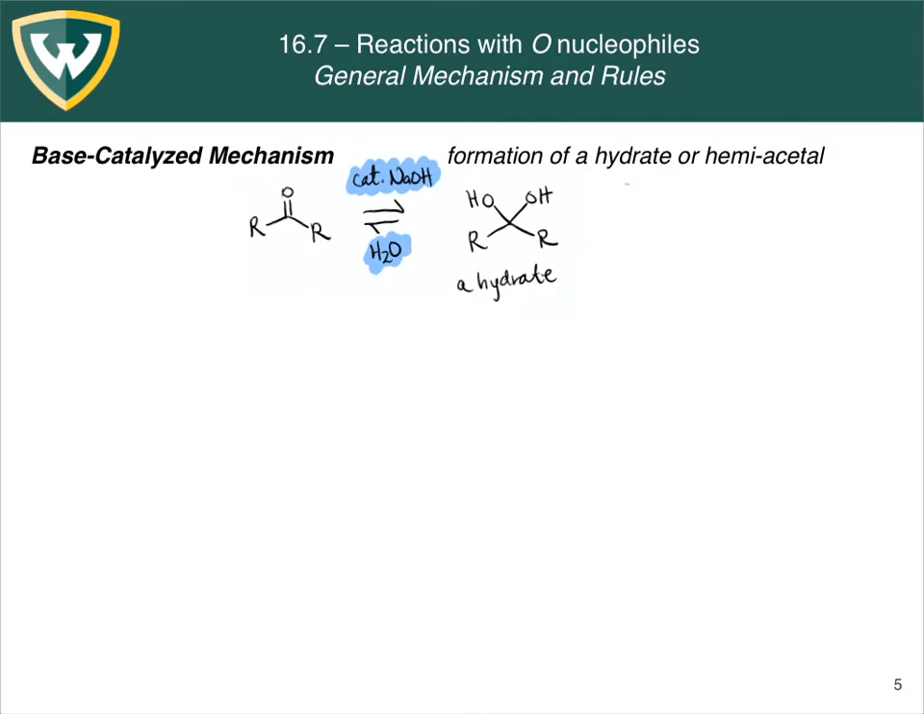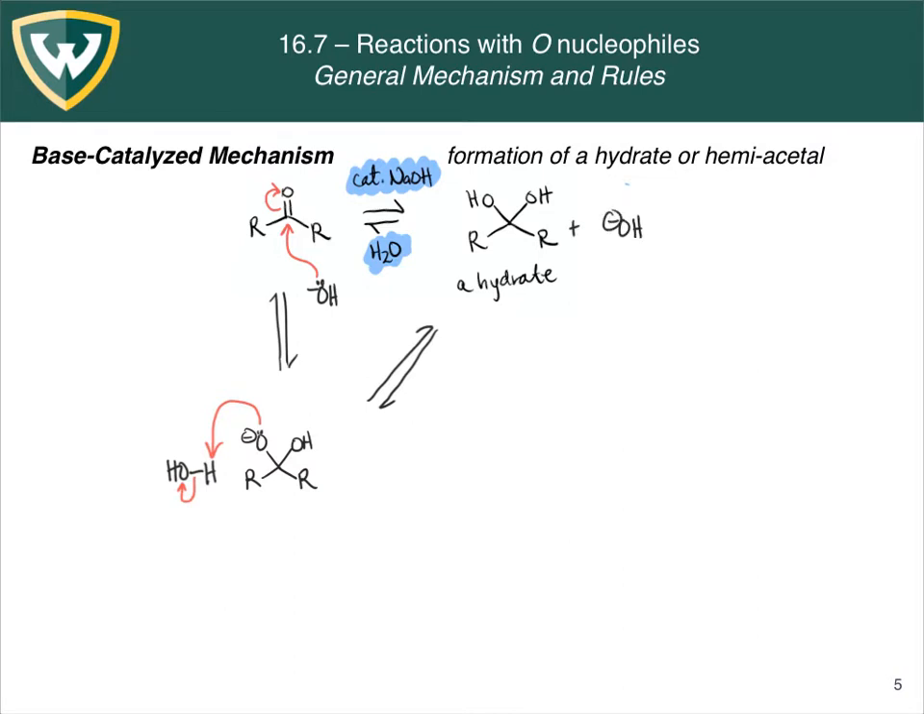So we'll take a look at that mechanism one more time, but this time in the context of a ketone. So we have a strong nucleophile, so we can just directly add that. And that's going to form this tetrahedral intermediate again. Now we do our deprotonation, and we form the hydrate and regenerate our catalytic hydroxide.